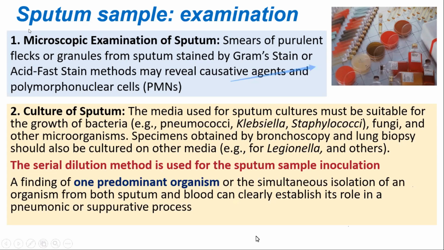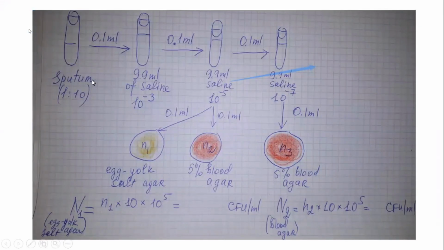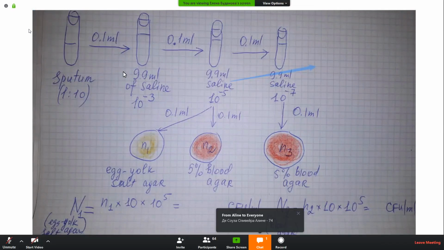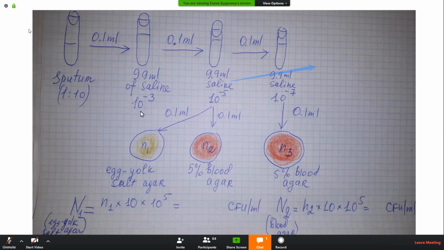So to perform this procedure, we need to take sputum primarily diluted 1 to 10 and prepare 100 dilutions in a set of tubes with saline, with the measured volumes. When you add 0.1 milliliters of sputum tested to the first tube with 9.9 milliliters of saline, because 0.1 milliliter is added to the 9.9 volume, it will be 0.1 to 10 milliliters. So it is 1 to 100 dilutions.